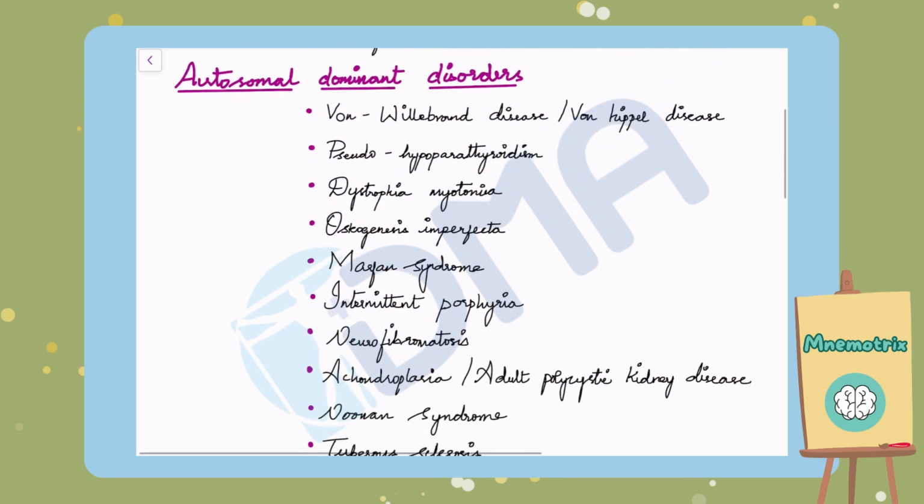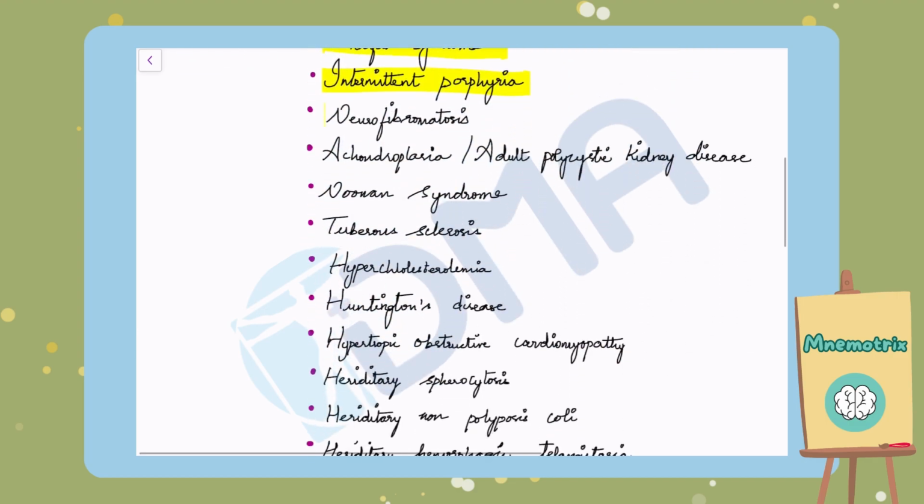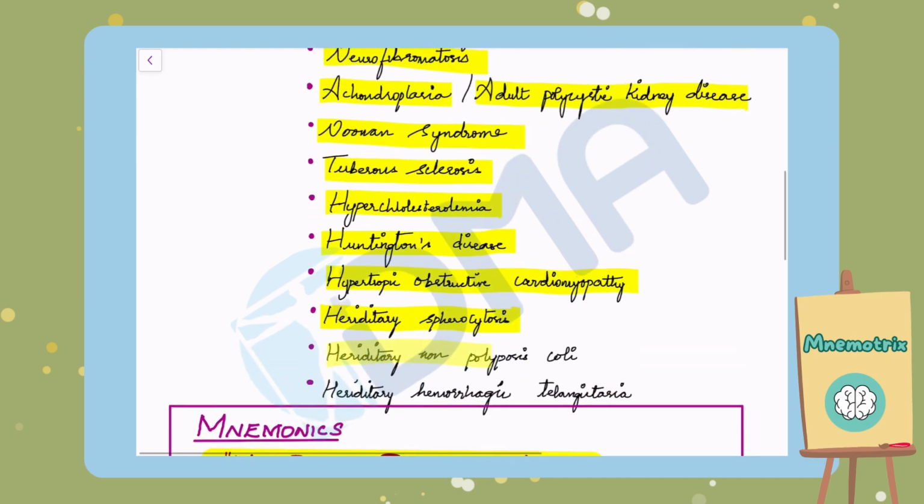Here comes the list of autosomal dominant disorders. Von Willebrand disease or von Hippel disease, pseudohypoparathyroidism, dystrophia myotonica, osteogenesis imperfecta, Marfan syndrome, intermittent porphyria, neurofibromatosis, achondroplasia or adult polycystic kidney disease, Noonan syndrome, tuberous sclerosis, hypercholesterolemia, Huntington's disease, hypertrophic obstructive cardiomyopathy, hereditary spherocytosis, and hereditary non-polyposis coli, hereditary hemorrhagic telangiectasia.